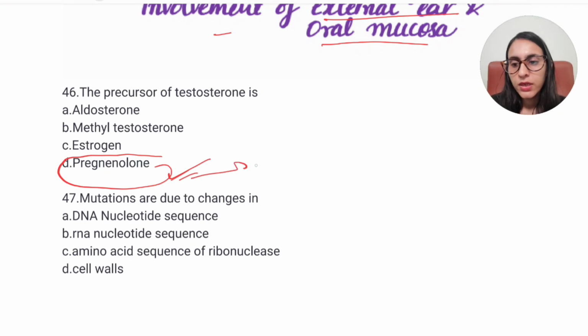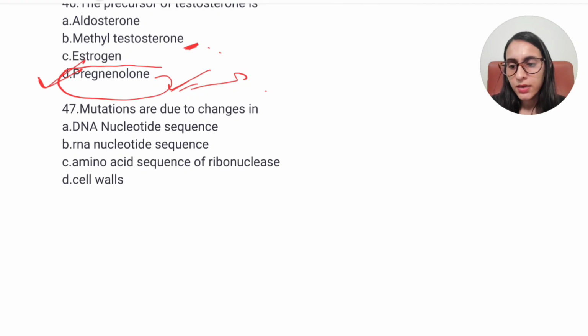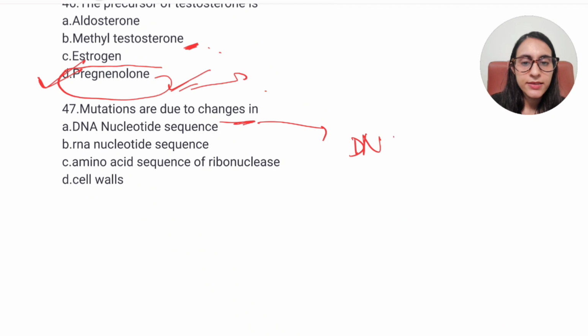Pregnenolone is a steroid hormone, and it serves as an intermediate in the biosynthesis of various steroid hormones, and that includes testosterone as well. So methyl testosterone is a synthetic derivative of testosterone. It is not a precursor. And estrogen again is a separate class of sex hormones, and it is not a direct precursor to testosterone. So it is pregnenolone.